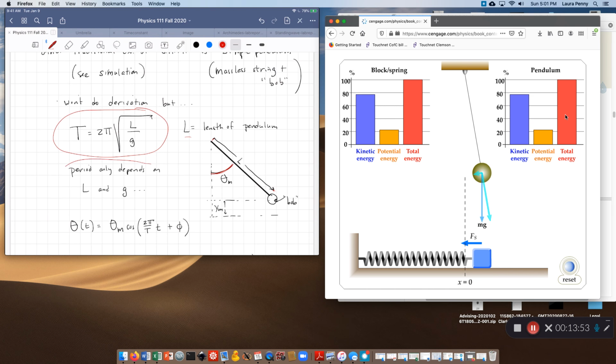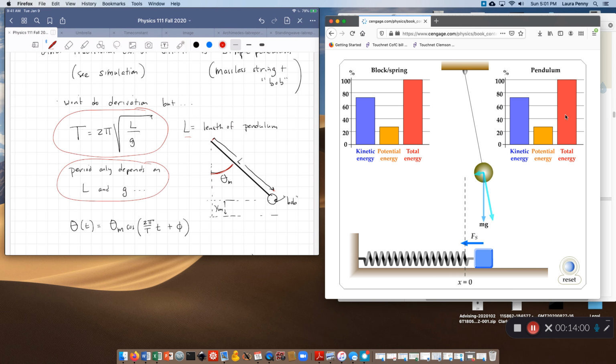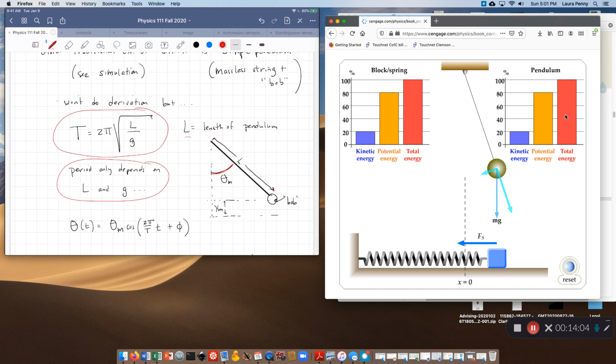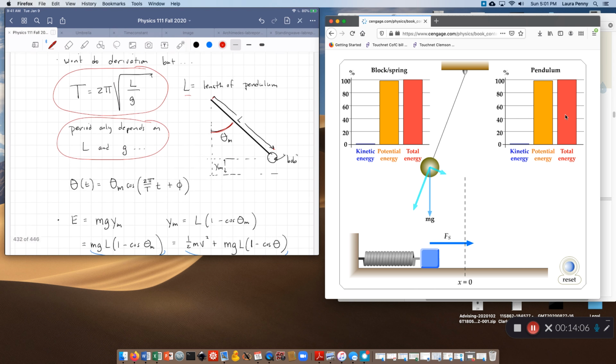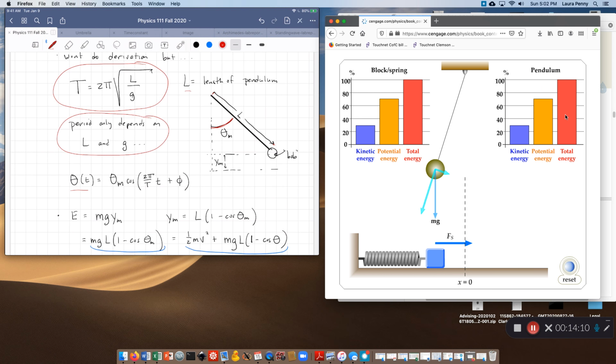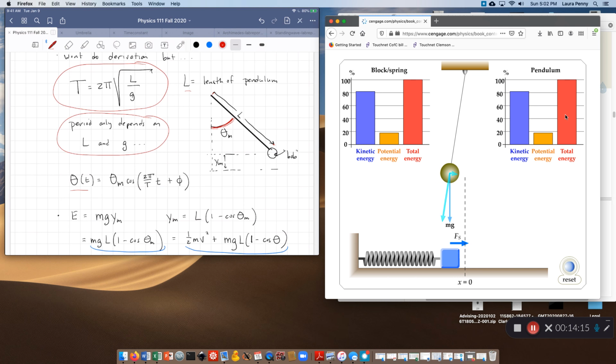So the period in this case really depends on the length and the gravitational force, how much gravity is pulling down. In other words, this would be different if you took this to, say, the moon. The actual equation of motion isn't x of t, it's going to be theta of t. How is this angle changing with time?